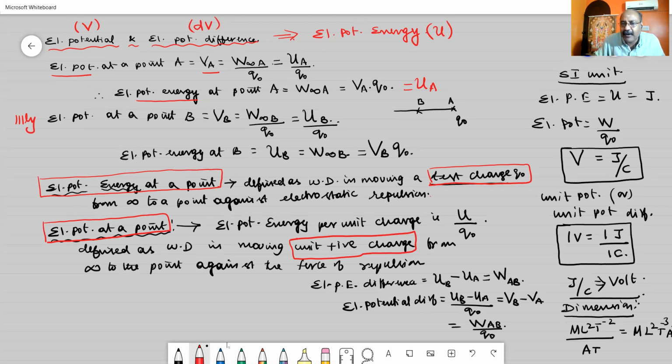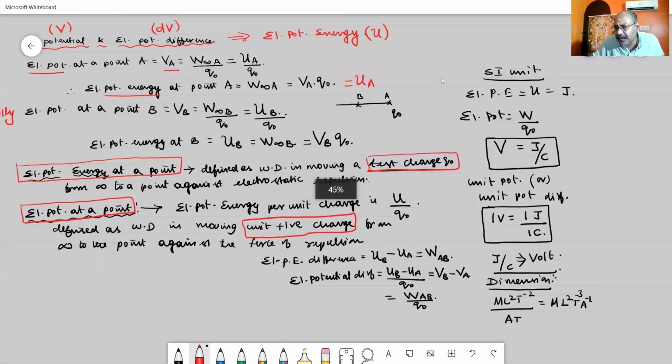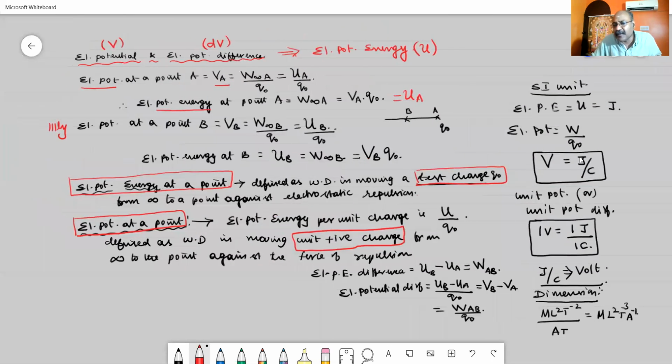When we are talking about the SI unit, for electrical potential energy it is Joule. But for electrical potential, it is Joule per Coulomb. When you are considering unit potential or potential difference, if it is 1 volt of potential or potential difference, then we can write 1 volt equals 1 Joule per 1 Coulomb. And the dimension for potential is M L square T to the power of minus 3 A to the power of minus 1.